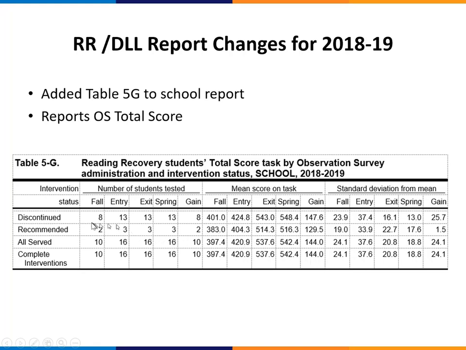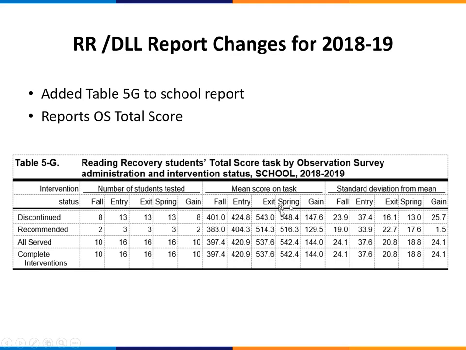You will see there is one row for each intervention status at a school listed down the left-hand side. The next four columns are the number of students that were used in calculations. For example, for discontinued students, 8 students were used in the fall calculation, 13 students in the entry data calculation, 13 in the exit data calculation, and once again 13 in the spring data calculation. And on the gain, 8 students were used to calculate gain data.